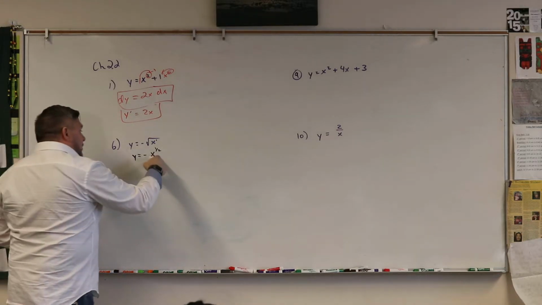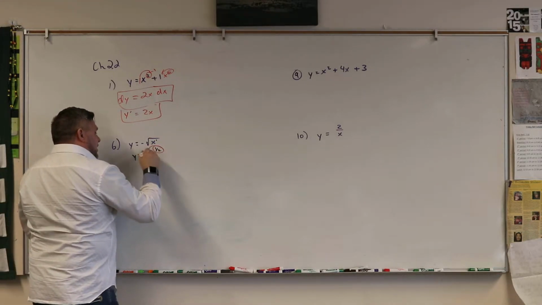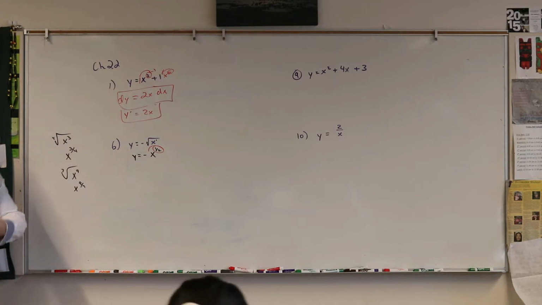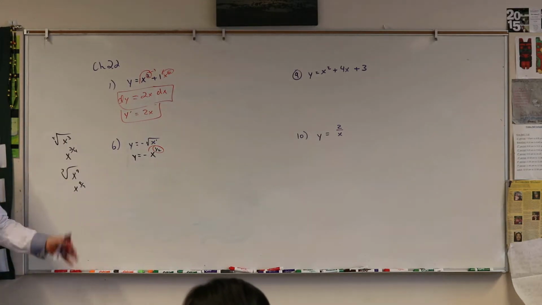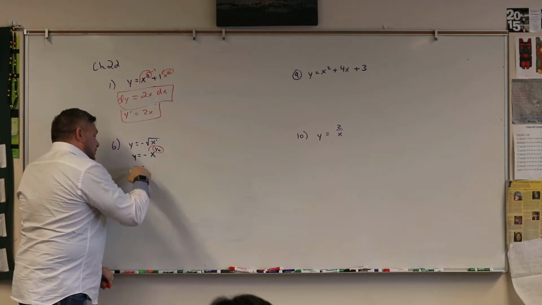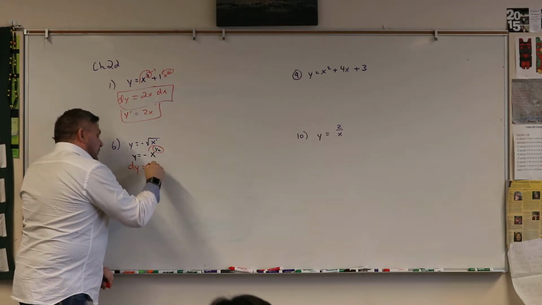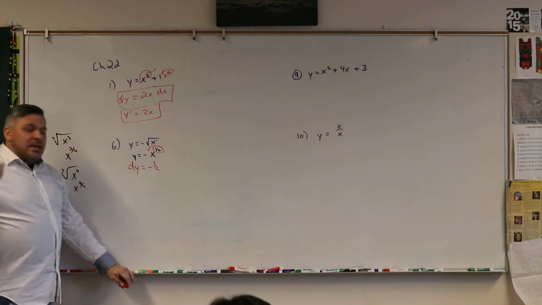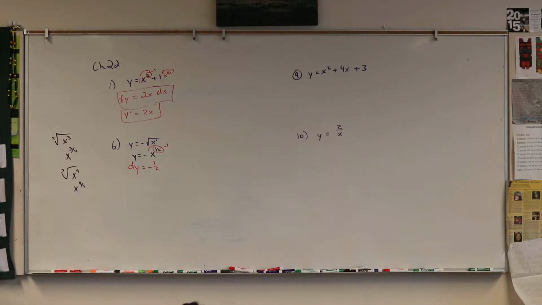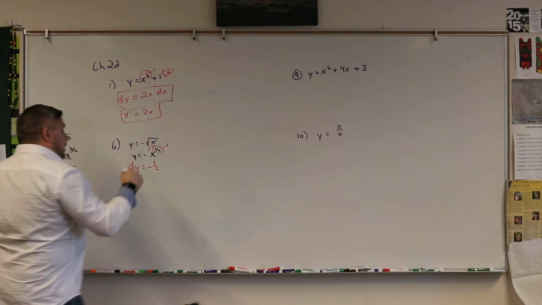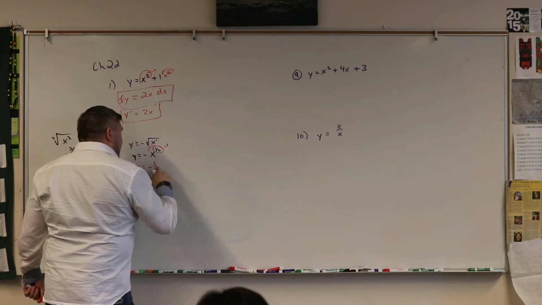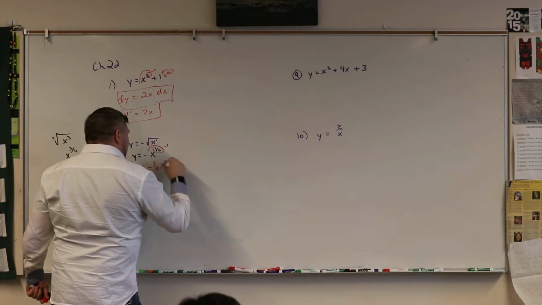Once you have it in a power formula, now you can use your power rule, right? Once you have a power, use your power. What's a half times negative 1? Just negative 1/2, right? So 1/2 times negative 1 is equal to negative 1/2. And then if I subtract 1 from a half, I get negative 1/2, right? So I get x to the negative 1/2.